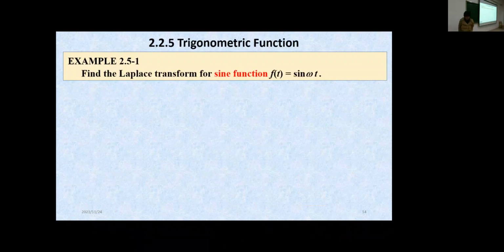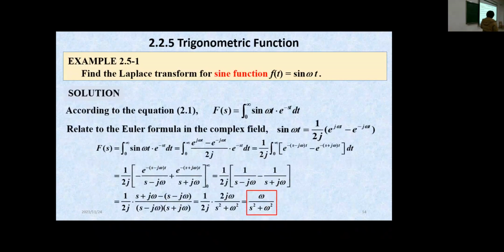Then we come to a complex one. Trigonometric functions, sine and cosine. Find the Laplace transform for the sine function, sine omega t. Omega is what? Frequency, right? Then how to work this out? This is a lot more complicated than the previous one. First, of course, you can write this down according to the definition. Sine omega t. Then for the next step.